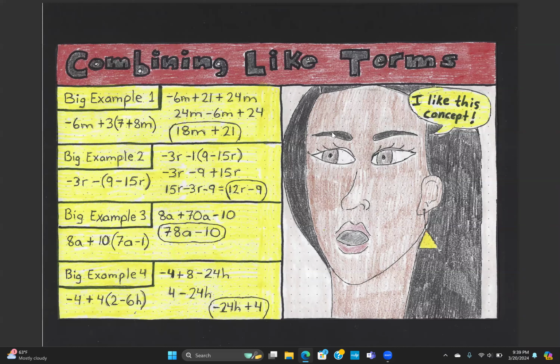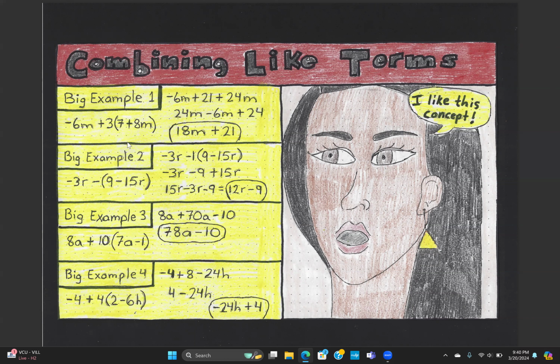Here is another video as it relates to the combination of like terms, and we have four big examples to work from. Our first big example is negative 6m plus 3 times the combination of 7 plus 8m. Big example 2, we have negative 3r minus the combination of 9 minus 15r. Big example 3, we have 8a plus 10 times the combination of 7a minus 1. And big example 4, we have negative 4 plus 4 times the combination of 2 minus 6h. Each of these examples has some sort of distributive property.